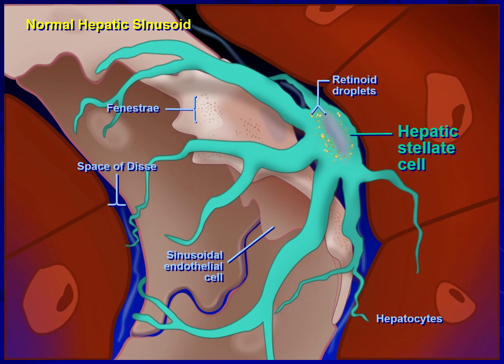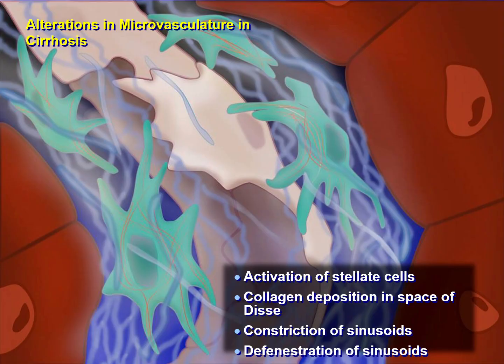Between the sinusoids and the hepatocytes, represented here in blue, is the space of Disse. Within the space of Disse, there are cells called hepatic stellate cells that in normal liver just contain vitamin A. Any injury to the liver, for example, excess alcohol intake or any chronic virus like hepatitis B or C, will lead to activation of the stellate cells.